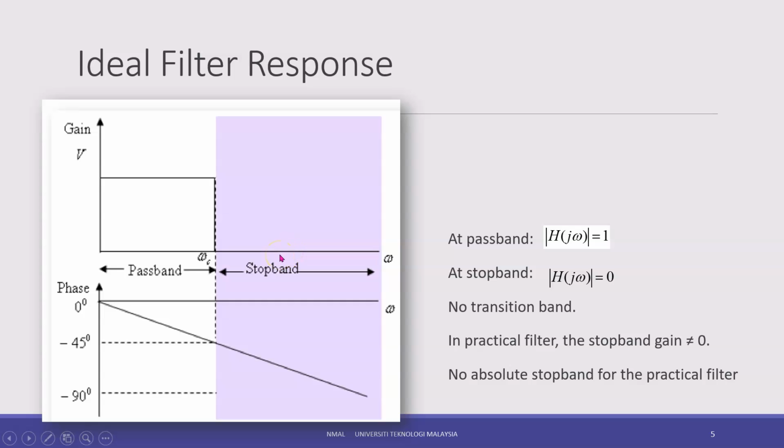In a practical filter, on the other hand, the stop band gain will not be equal to 0. For example, a practical filter can look like this. At the stop band, the gain will not go to 0, and there is no absolute stop band for the practical filter because there are no sharp edges here. So there will be a bigger transition band for the practical filter, and no absolute value for the stop band.